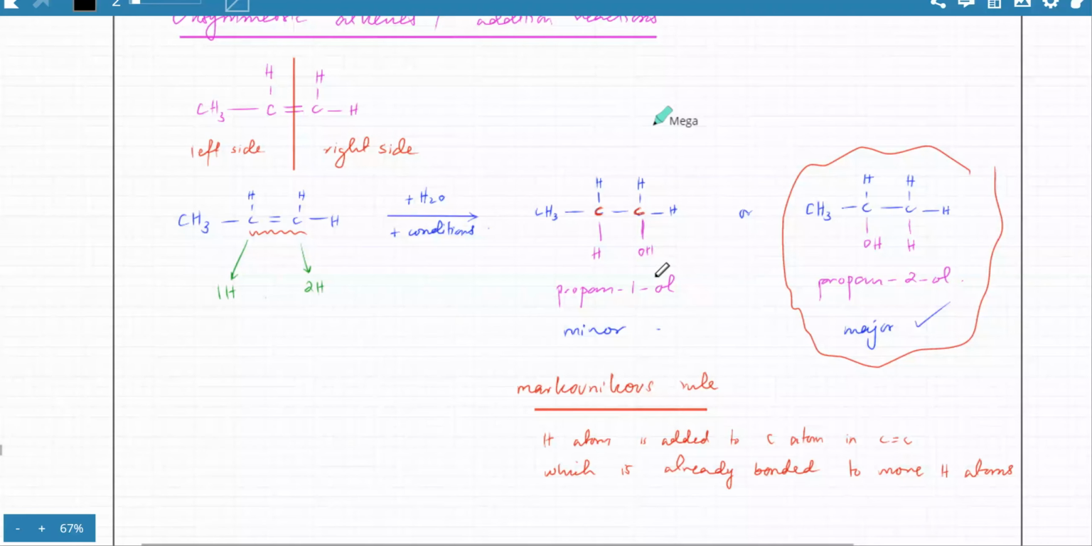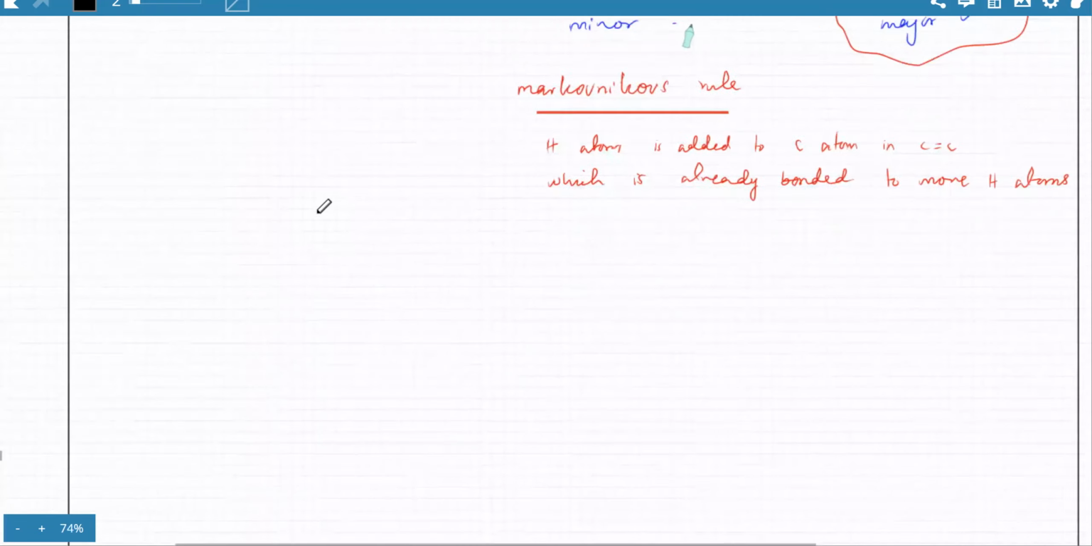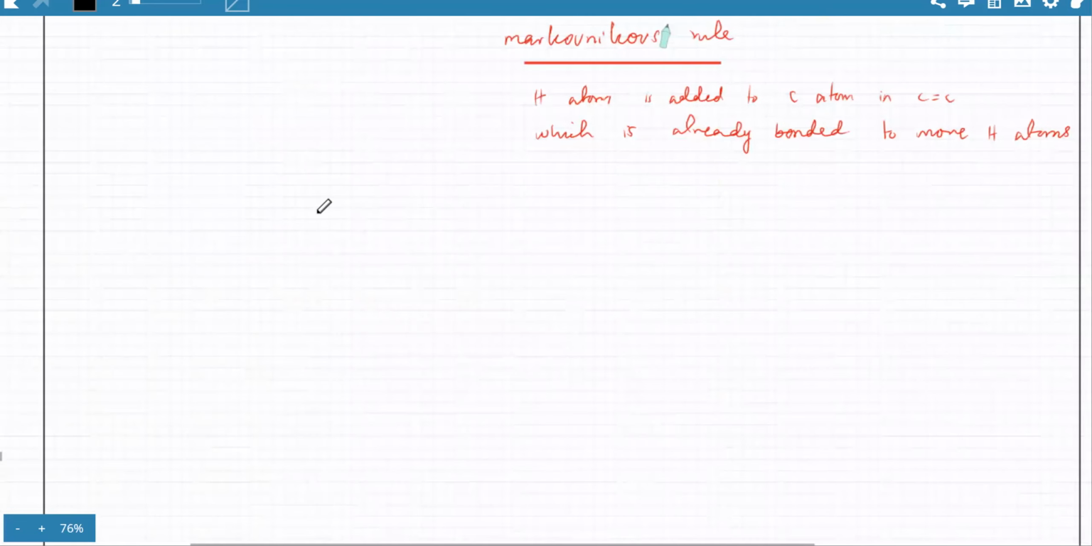So the OH bonding to the right one, or it could be the OH bonding to the left one and the H bonding to the right one. In both cases, you're going to get different molecules. The rule stated that the H atom likes to bond with the carbon that's bonded to more H atoms already. If you look at a molecule, then the H prefers to bond with the carbon atom that's already bonded to more H atoms. I can do another example, and that example is let's think of this molecule.